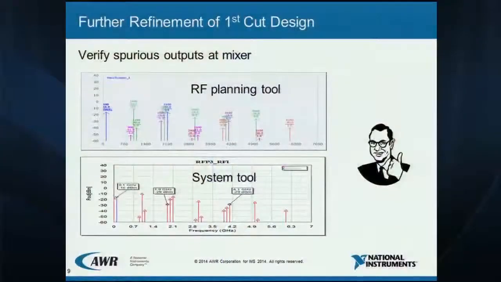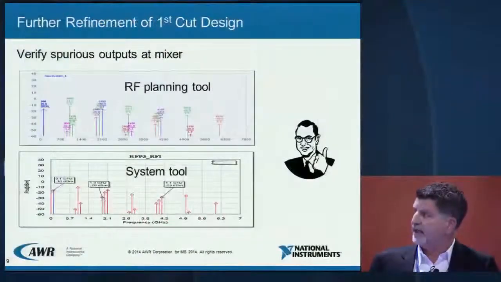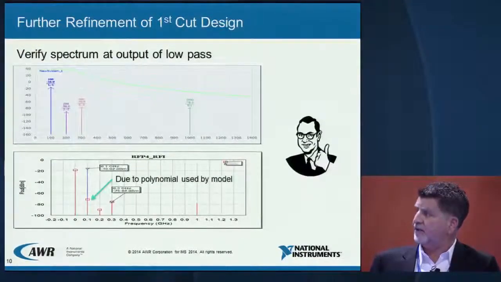We look at the spurious results from the previous tool, the planning tool. We compare the results to the system tool, and we see the byproducts are in close alignment. We're looking at the output of the mixer. The next thing we do is put in the low-pass filter. Once again, the outputs of the two tools are in alignment.